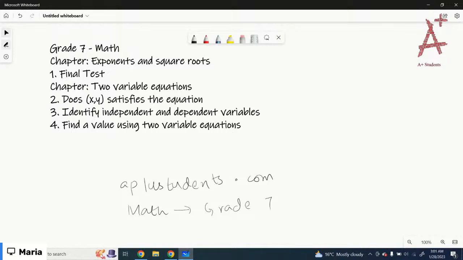So we're going to start with the chapter exponent and square roots. We'll do the final test of the chapter. Then we'll start the new chapter, that is two variable equations. And the lessons we are going to cover from the chapter are: does xy satisfy the equation? Identify independent and dependent variables. Find a value using two variable equations. So let's just start with the first lesson, that is the final test of the chapter exponents and square roots.